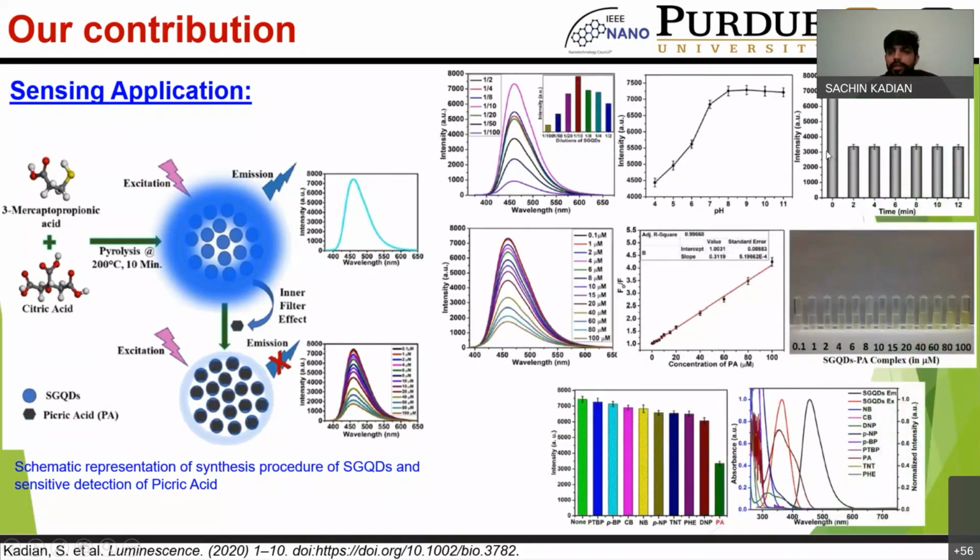So these were the parameter optimization studies, and under optimal conditions, it was found that the fluorescence intensity of SGQDs was quenching linearly as soon as we were providing picric acid in the solution. And you can also see the SGQD-PA complex in these samples, where there is some visible color change as well as some fluorescence quenching.